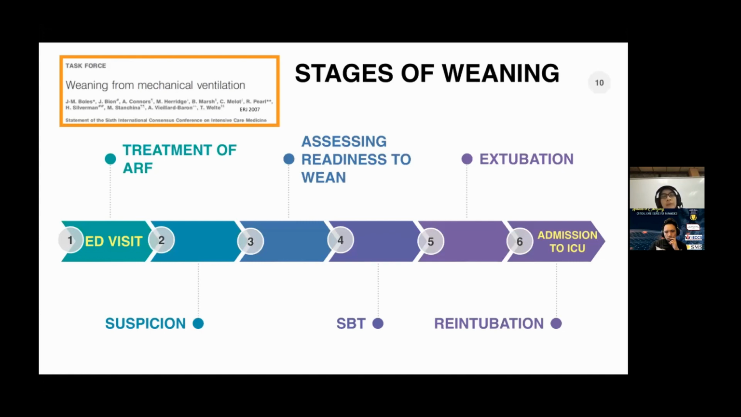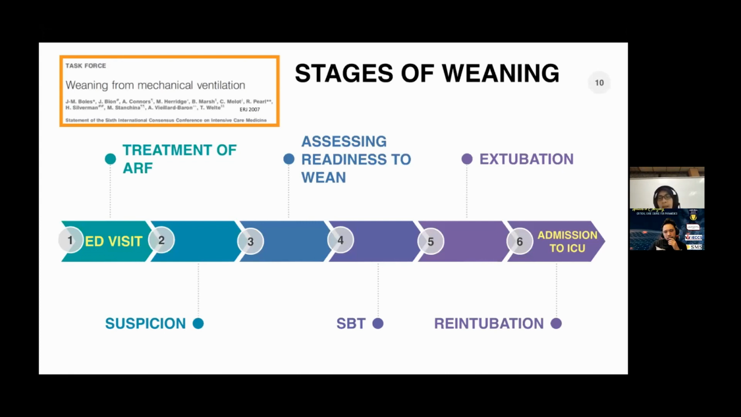They have certain parameters for you to assess to see that the patient is ready to perform the next step, which is the spontaneous breathing trial, your SBT. This SBT is performed within 30 to 120 minutes. Within that period, you need to monitor certain parameters on the patient to know whether the patient can go to the next step, which is the extubation, the removal of the endotracheal tube from the patient.